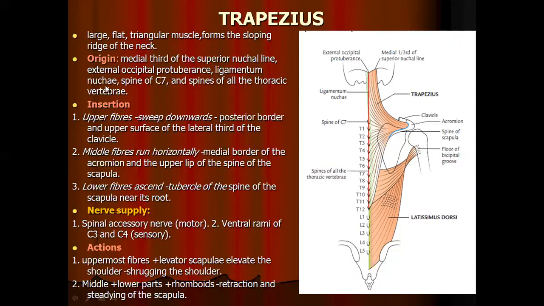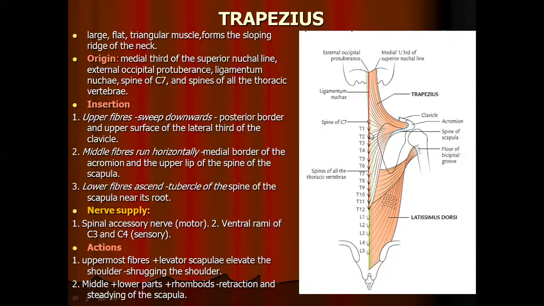Okay, that is the ligamentum nuchae, and the spine of C7 and the spines of all thoracic vertebrae. So this is the origin. Coming to the insertion, we have upper fibers which are sweeping downwards and they are coming to the posterior border here in the clavicle. Posterior border and upper surface of the lateral third of the clavicle.